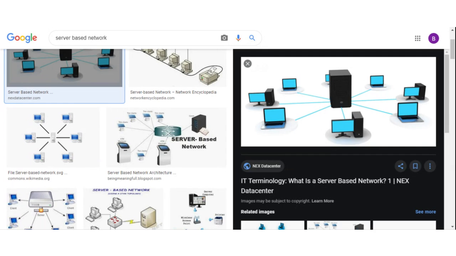Which are these computers, Ernest? Lucas. So Ernest, which are these computers? And which are these computers?